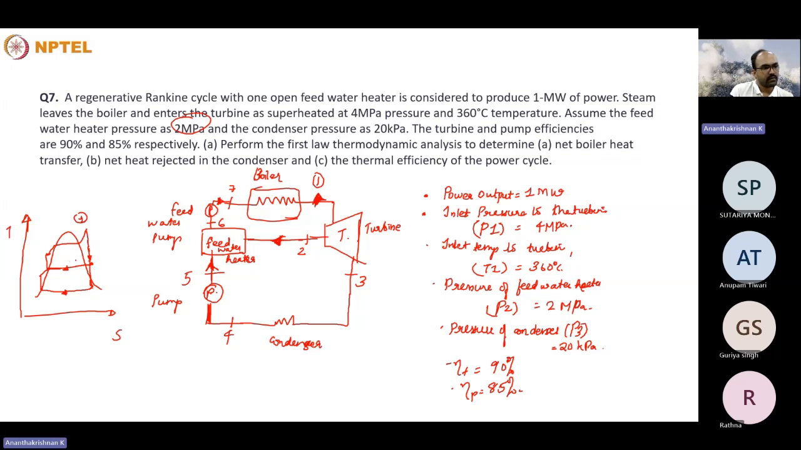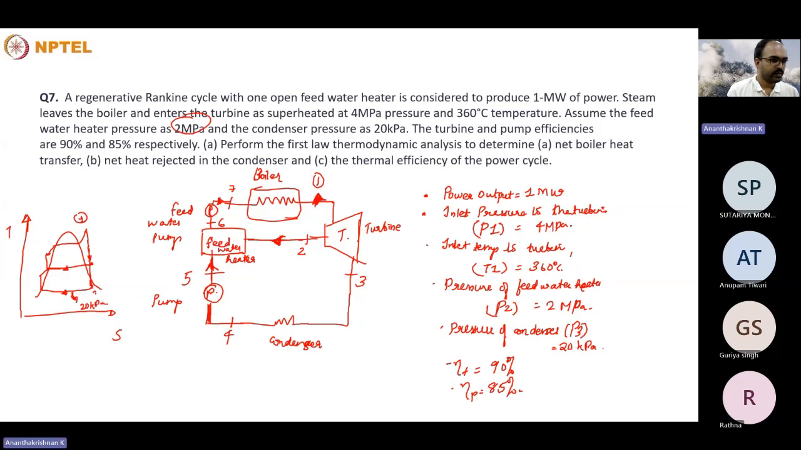At this point, a portion of the steam will be released for the feed water heater at 2 megapascal. And then the pressure of the condenser, the third point, this pressure will be 20 kilopascal.